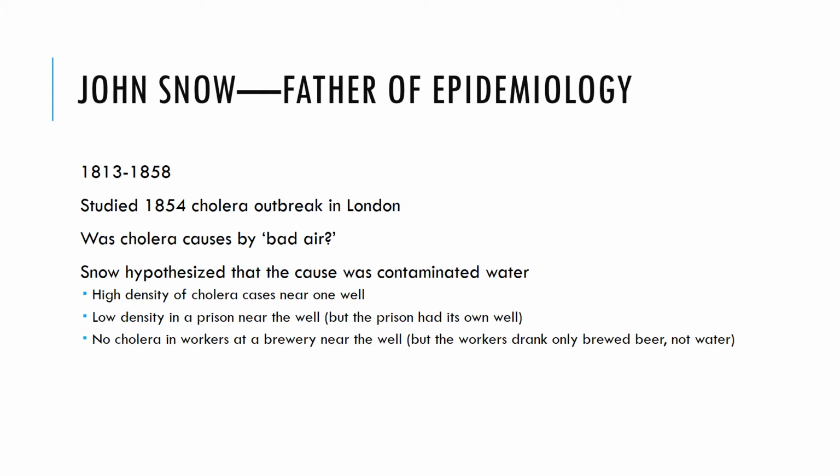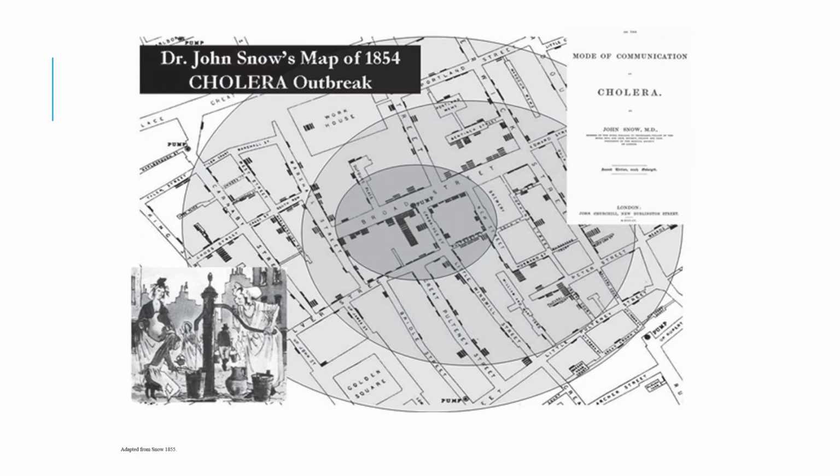So you can see how studying the distribution of cholera helped John Snow, who's now considered to be the father of epidemiology, help him to determine that the cause, or then a determinant, was something within the water supply. So here's a map of the cholera outbreak. The darker middle circle is the highest rates of cholera, very close to this well, where presumably all of the population gets their water from this one source.